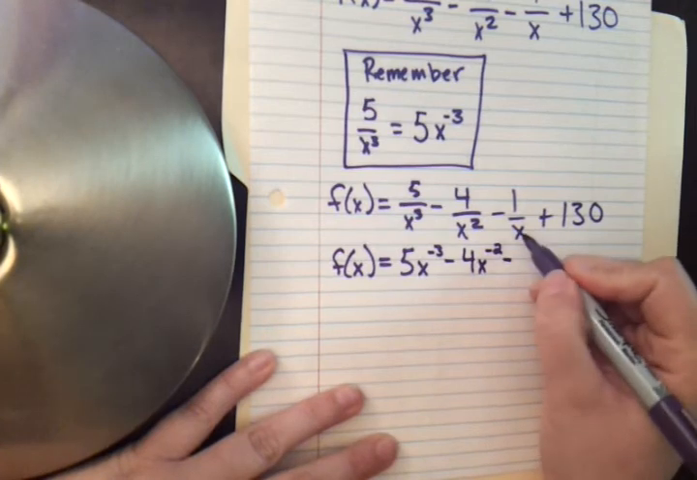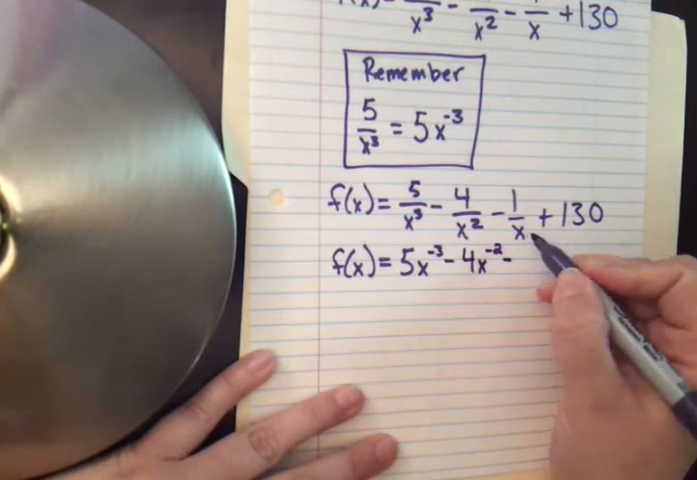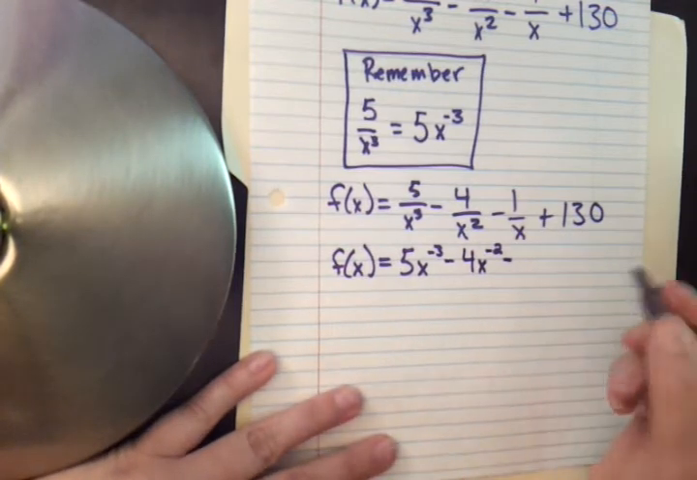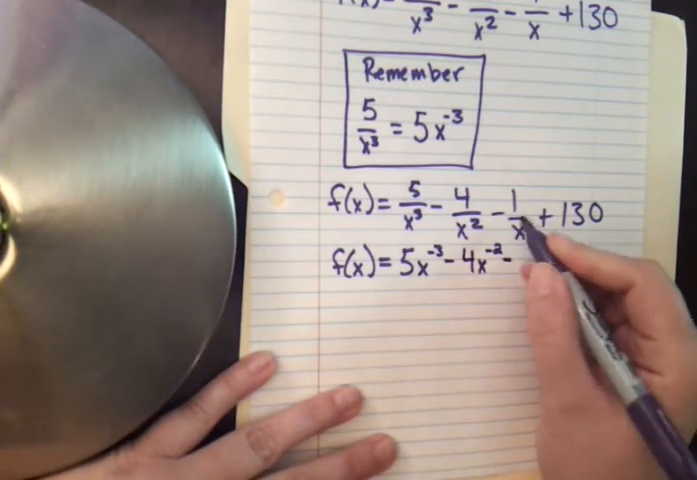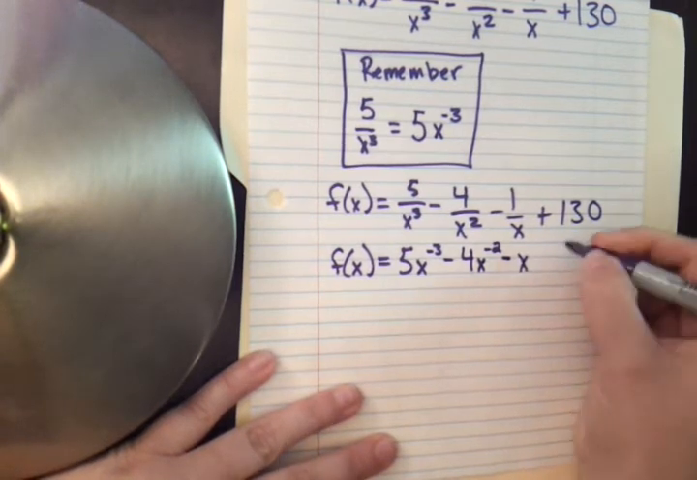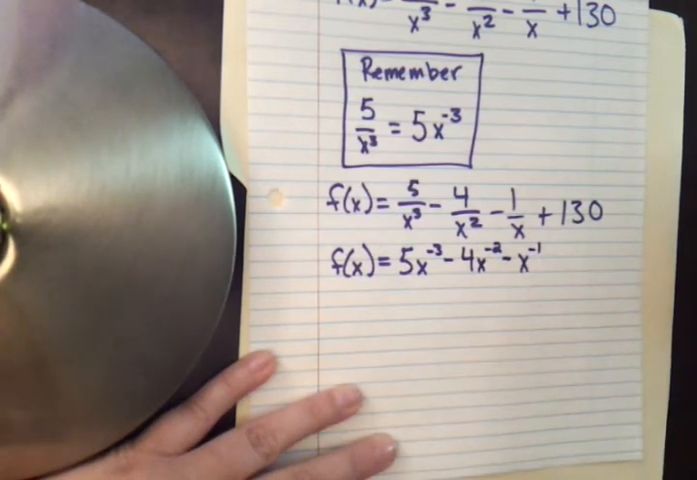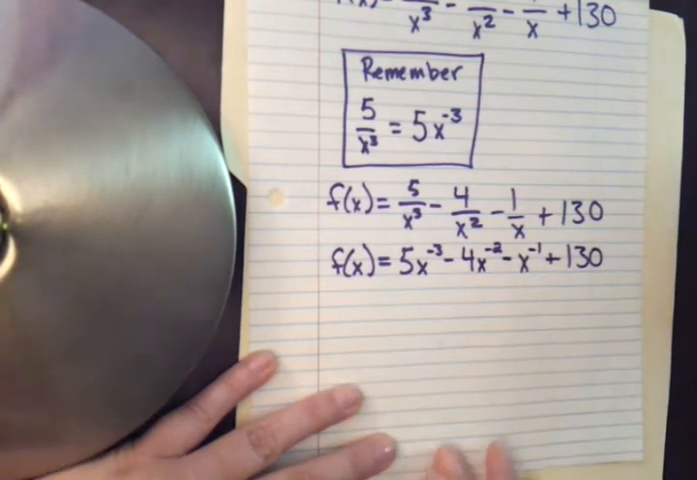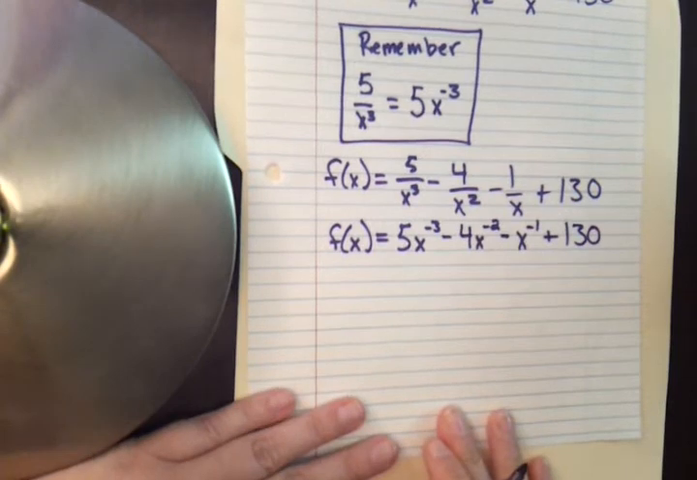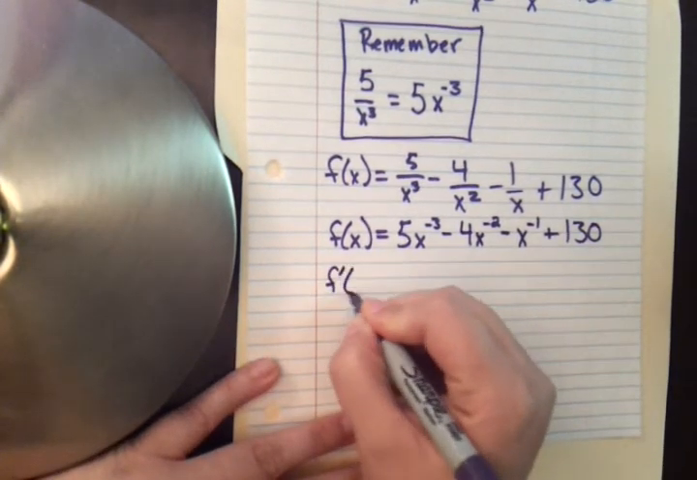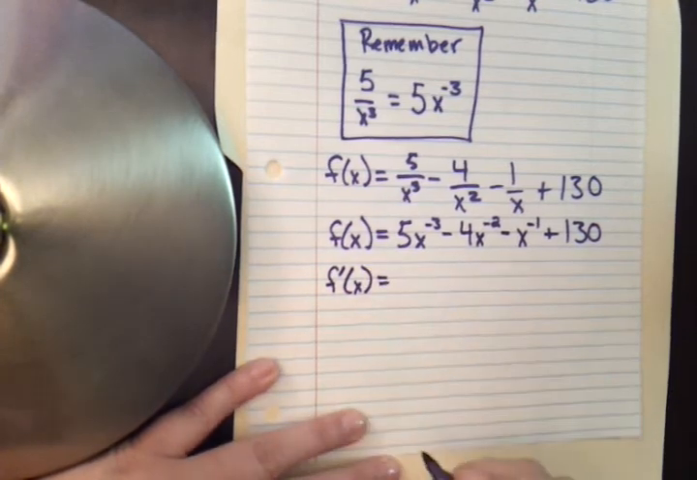For this one, we've got an x to the first power. Even though it's not there, that's what it means. We're just multiplying x times itself one time. And so we're going to bring that up. We have a 1 up here, so we really don't even need to rewrite that. It's just going to be the same as x to the negative 1. And then plus 130. That's kind of just tagging along for the ride there. Now we've got something that we can use the power rule on. So let's do it. F prime of x equals.